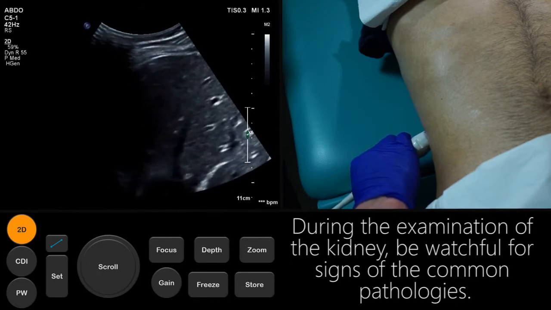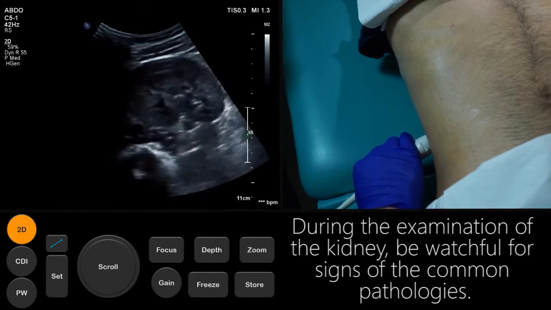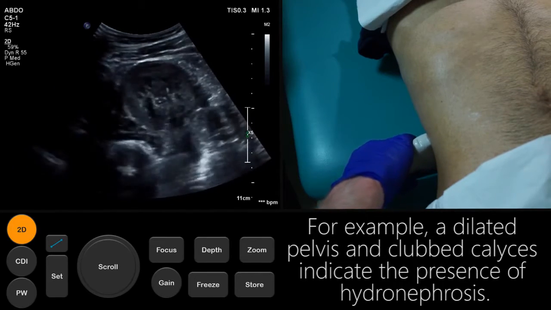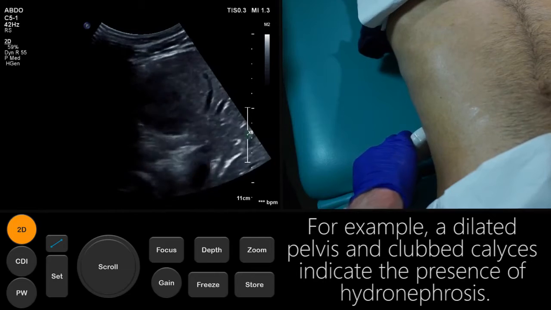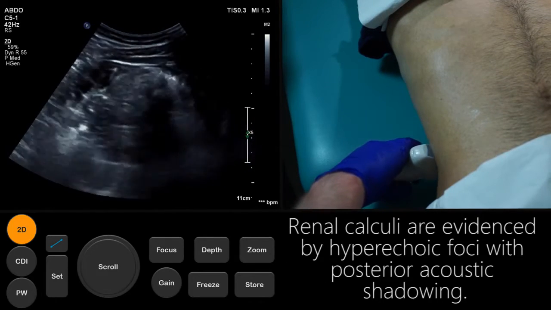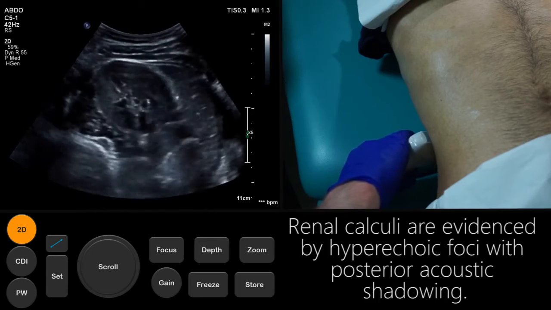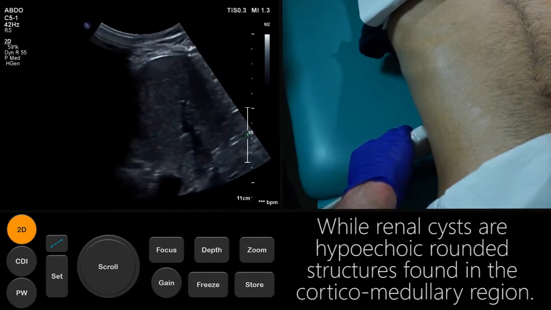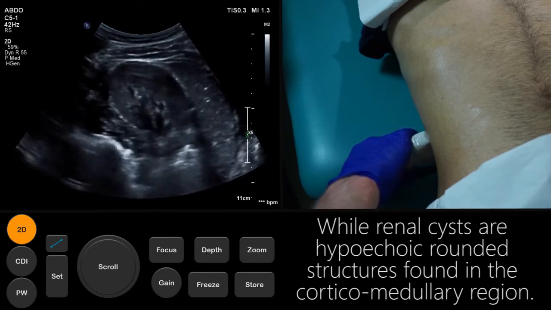During the examination of the kidney, be watchful for signs of the common pathologies. For example, a dilated pelvis and clubbed calyces indicate the presence of hydronephrosis. Renal calculi are evidenced by hyperechoic foci with posterior acoustic shadowing, while renal cysts are hypoechoic rounded structures found in the corticomedullary region.